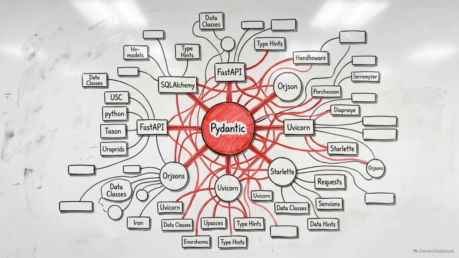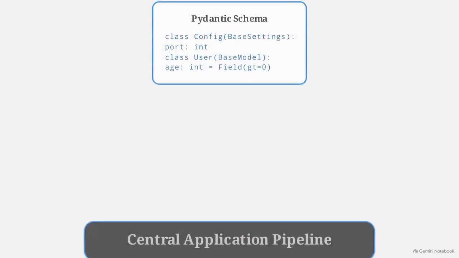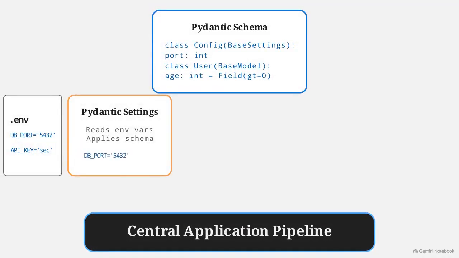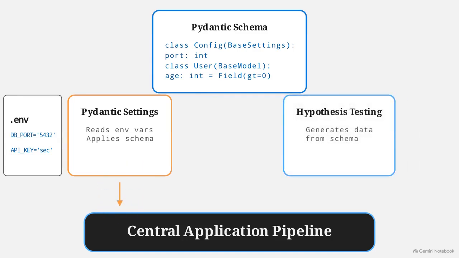These robust validation capabilities are utilized far beyond API requests and database pipelines. As this diagram shows, tools like Pydantic Settings apply these exact validation rules directly to your environment variables, securing your application's configuration on startup. Testing libraries like Hypothesis read your Pydantic schemas to automatically generate hundreds of highly varied, realistic test payloads.